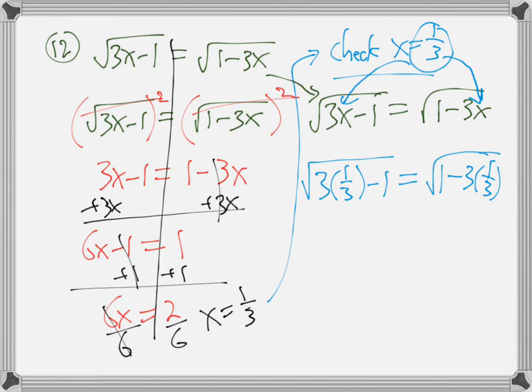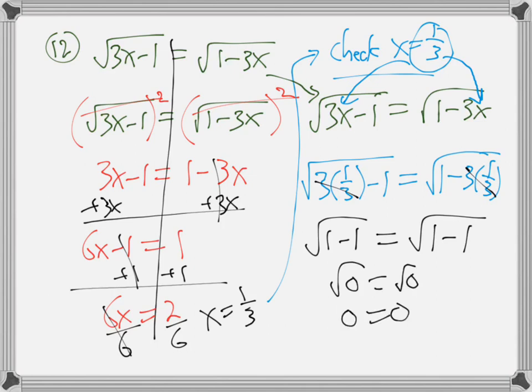0. And what do you do with 3 times 1/3? You cancel and you get 1. So 1 minus 1, and then same thing here. Square root of 0 is square root of 0. 0 equals 0. Yeah, made it true.